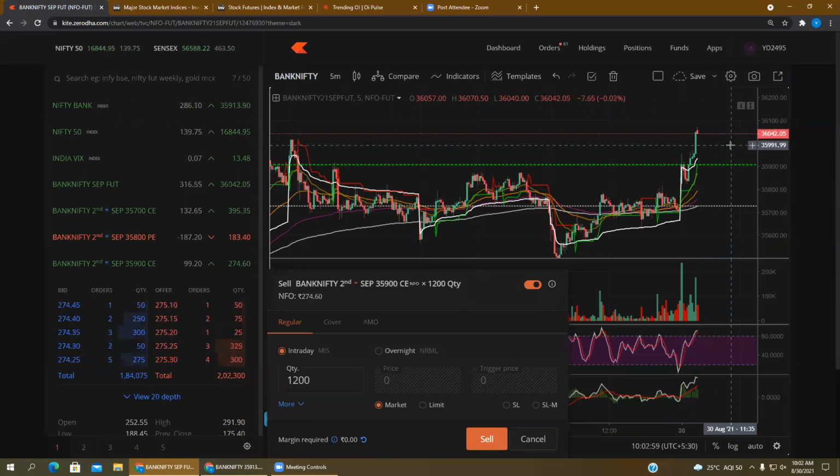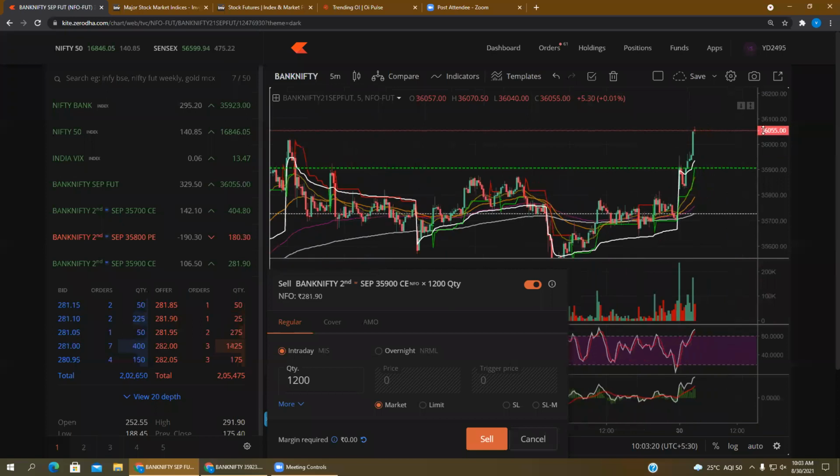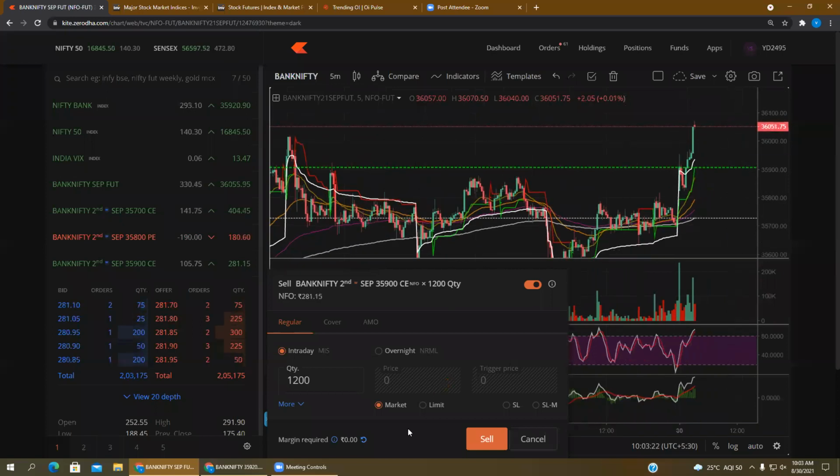I'm from Nasik. Okay, great. This candle has to turn solid green, proper green. I live in Nasik only.